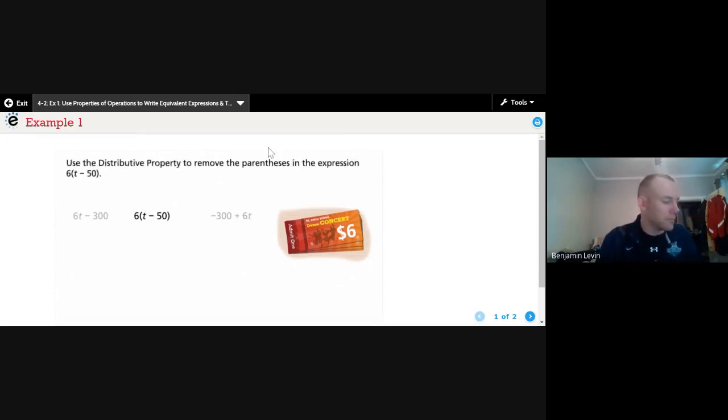Use the distributive property to remove the parentheses. 6 times t minus 6 times 50, which simplifies to 6 times t minus 300. 6 times the quantity, t minus 50, and 6 times t minus 300 are equivalent expressions.